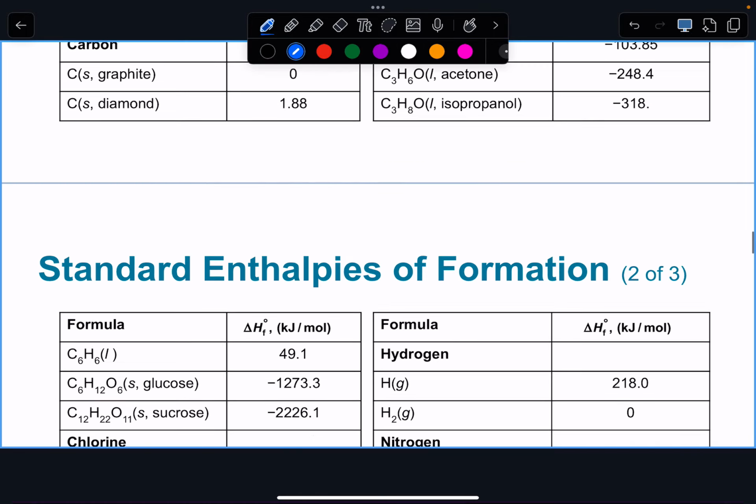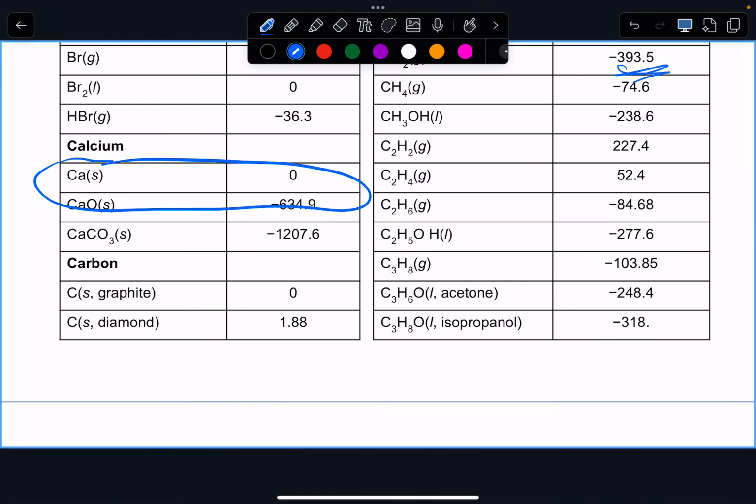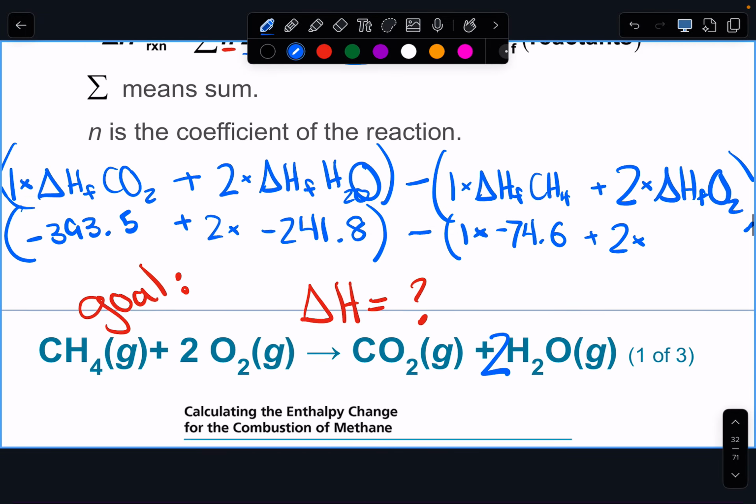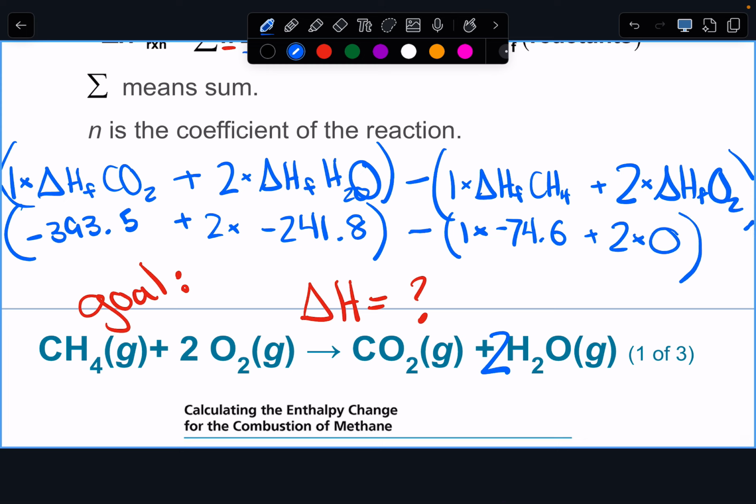Why not? So like calcium, just plain old calcium, it's 0. So if it's already in its elemental form, it's 0. Okay, so 0. All right, so now we just solve it out. I want to say it's like 800 something. Negative 951.7. I think you did something wrong.